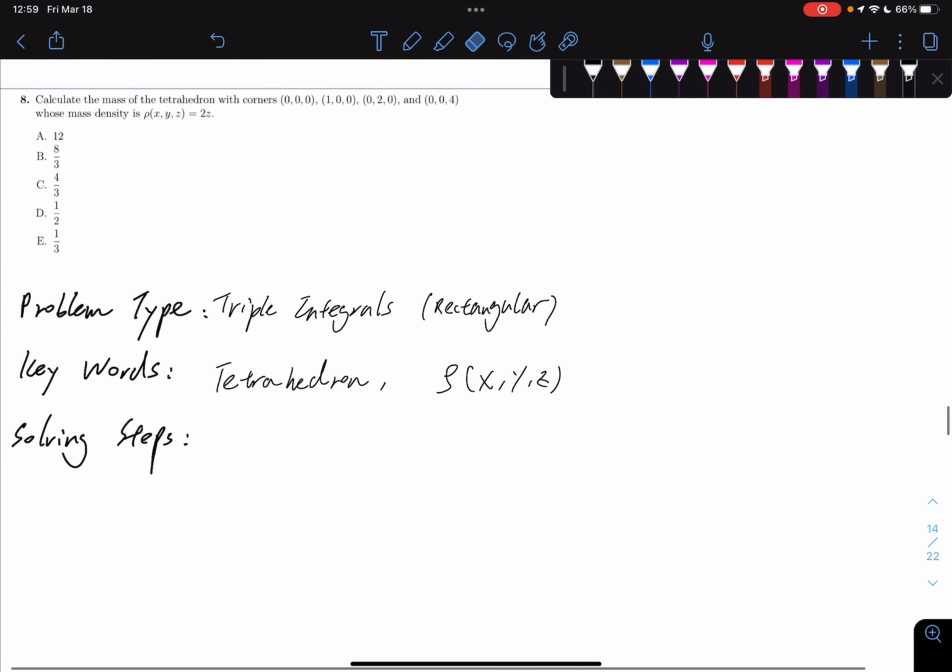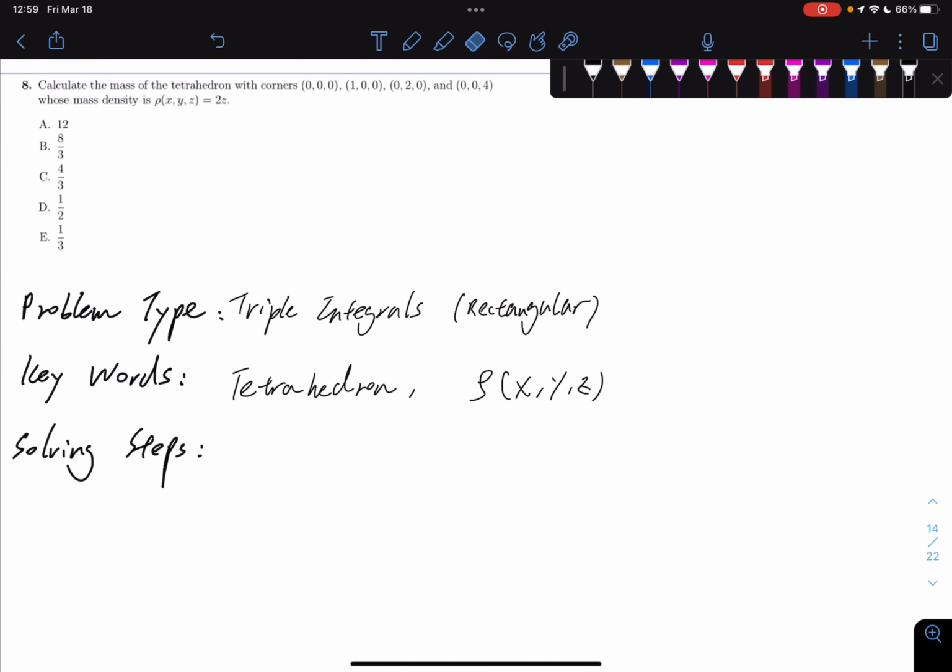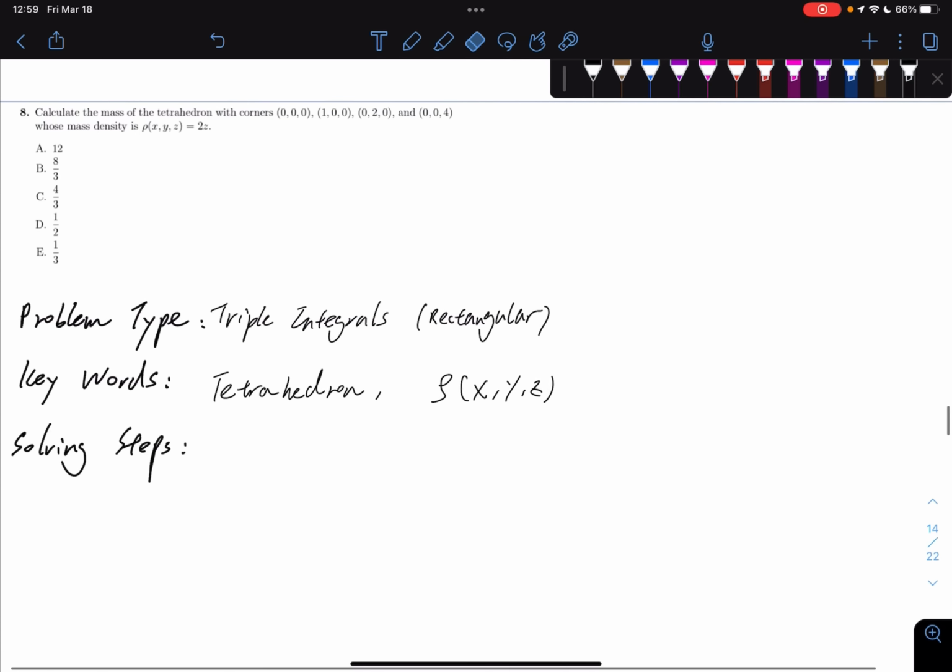So usually we start with drawing the region, right? But does the question give an integral to find the region, or does the question give us the region of the integral explicitly? None of it, right? We have 0 of that. But we do know the vertices, the corners of the tetrahedron, and that can help us to define the shape of the tetrahedron as well as finding the bounds of the integral. So let's go ahead and start with that.